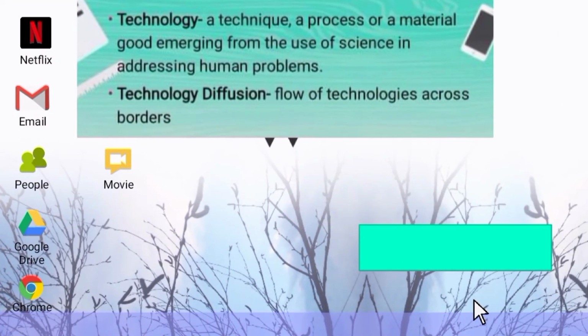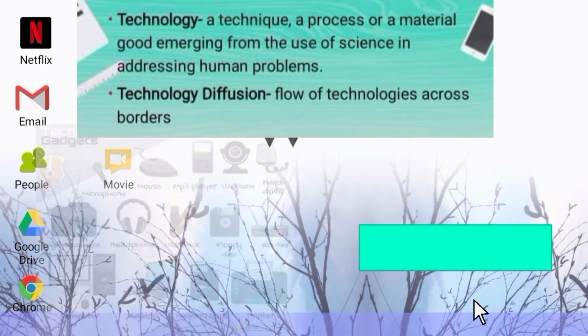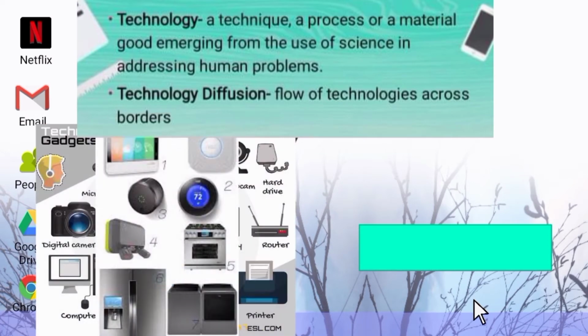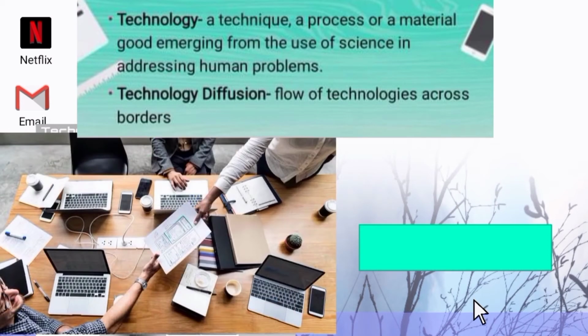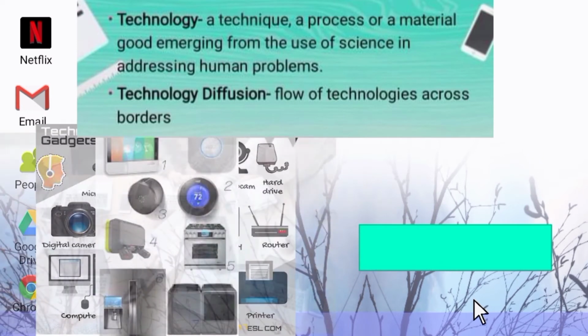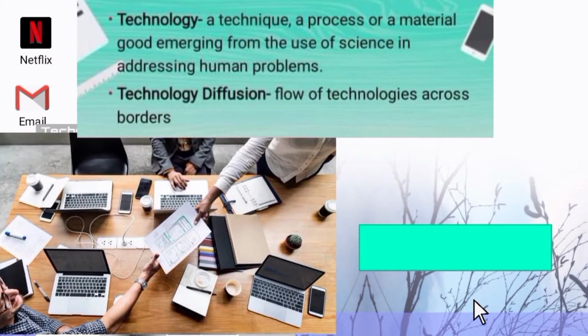First, what is technology? We all know that technology is a technique, process, or material good emerging from the use of science in addressing human problems. These are examples of technology that we can find and use in school, home, and office. Those technologies help us deal with everyday dynamic things easily and in technical ways. That's why it's crucial and important nowadays.